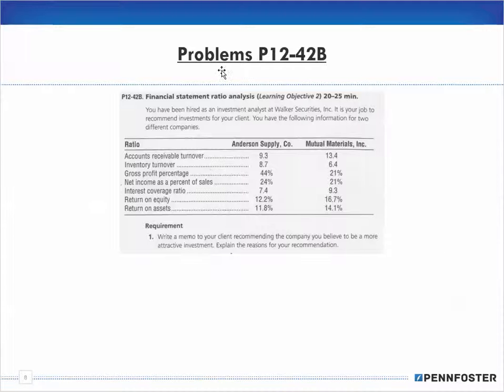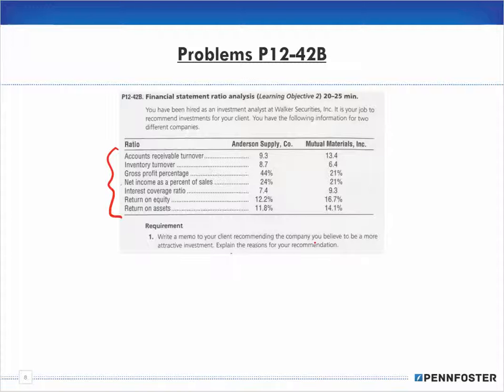And so problem 42, let me get my pen. Financial statement analysis ratio. You have been hired as an investment analyst at Walker Securities. It is your job to recommend investments for your client. You have the following information for two different companies, Anderson Supply and Mutual Materials, and these are the ratios. One, write a memo to your client recommending the company you believe to be a more attractive investment. Explain the reasons for your recommendation.